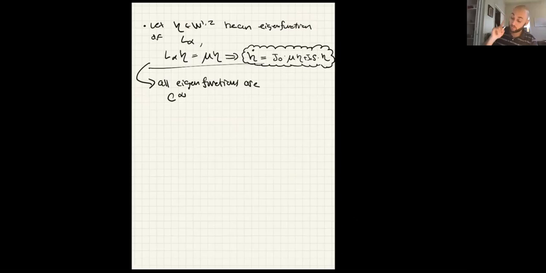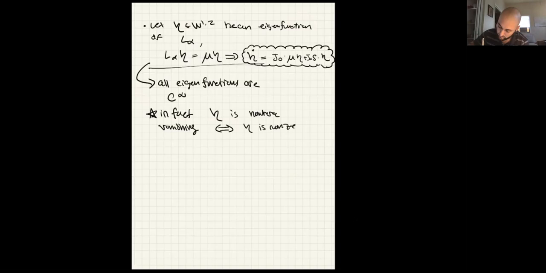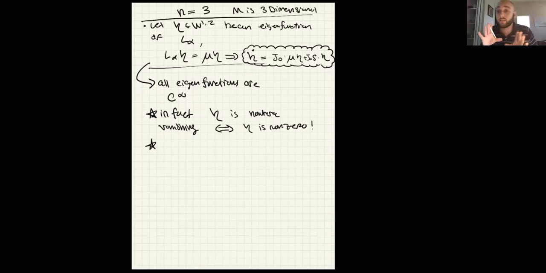And so this tells you that in fact, your eigenfunction eta is nowhere vanishing if and only if eta is non-zero. Okay, and this is nice because if you have a non-zero eigenfunction, this actually gives you in a trivialization the following map. So yes. And thank you, Chris. I'll write here n equals 3. So M is 3-dimensional, so that the contact planes are 2-dimensional.